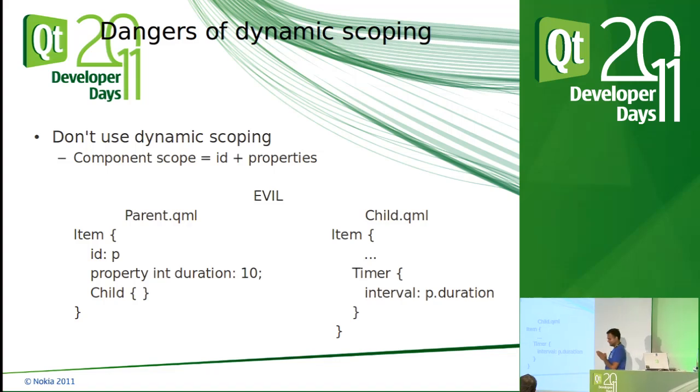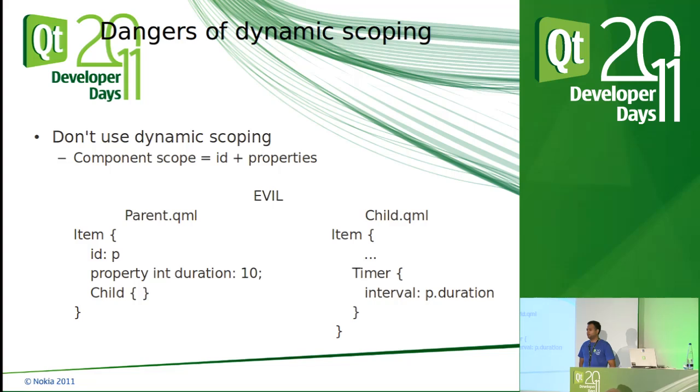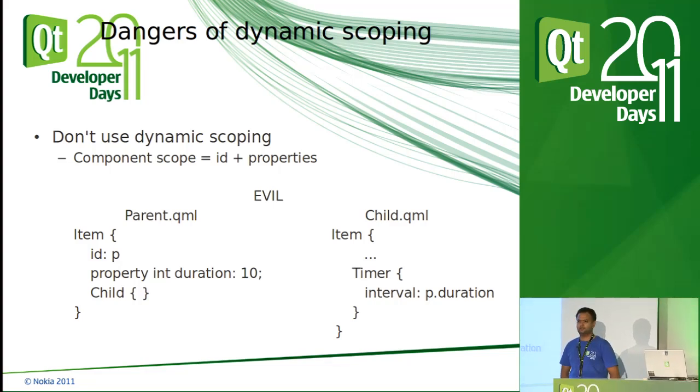Dynamic scoping is a complex topic, so I'm going to try my best to explain this. Each component in QML has something called the component scope. The component scope determines how the lookup of variables is done. The component scope is actually the union of the IDs and the properties in the QML. When a component creates another component, they form what is called the scope chain, and the lookup goes hierarchically.